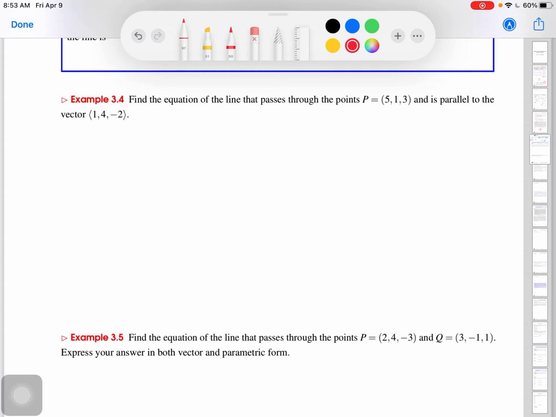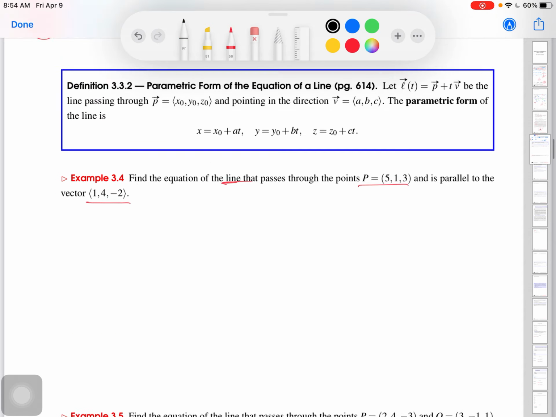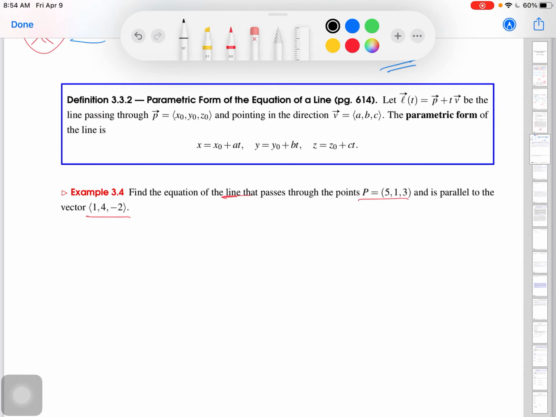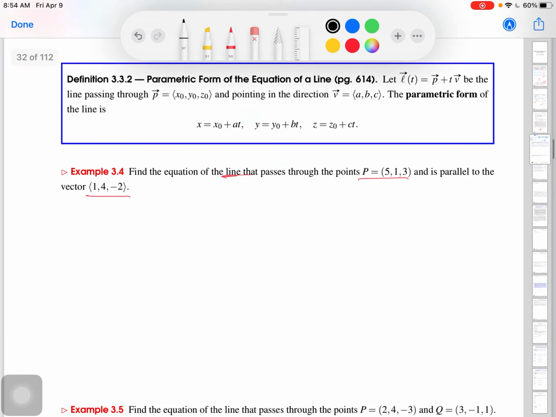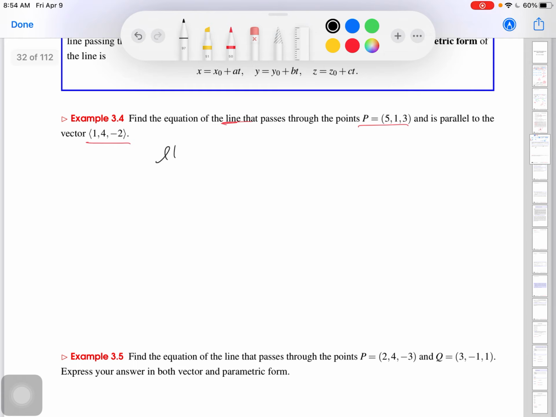First one we'll do is we'll talk about the equation of a line that passes through this point and parallel to this vector. So that's a pretty nice setup for the first version of the equation of the line, because we have a point and we have a vector that tells us the direction of the line. So I'm just going to apply this version of the equation of the line.